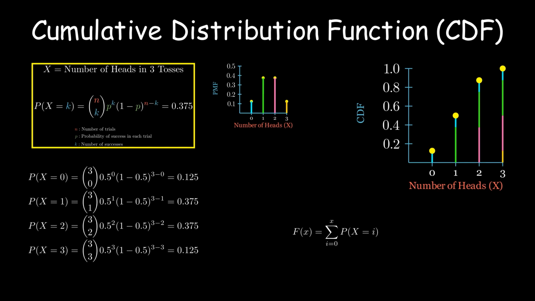Now let's use this formula to find the CDF value of at most 2 heads in 3 coin tosses. To find the CDF value of 2, we need to sum the PMF values of 0, 1, and 2. Next, we can plug in the PMF values we calculated earlier to find the CDF value of 2. Looking at the CDF plot, we can see that the CDF value of 2 matches the value we calculated using the formula.